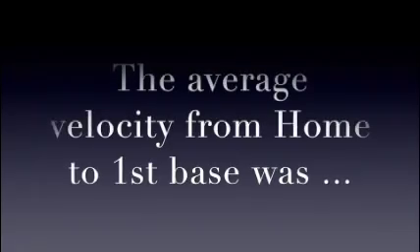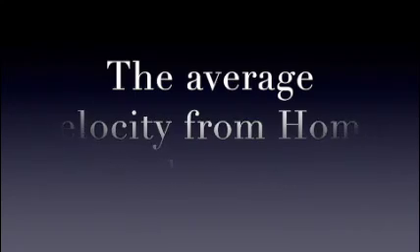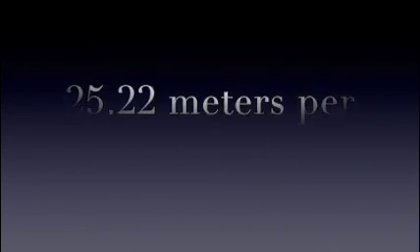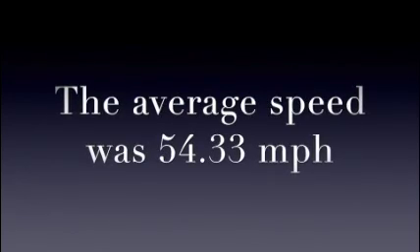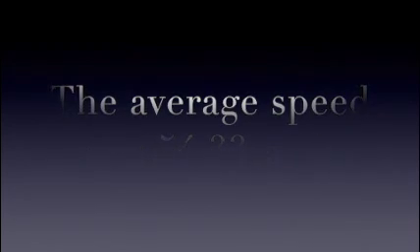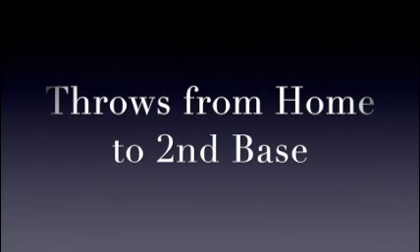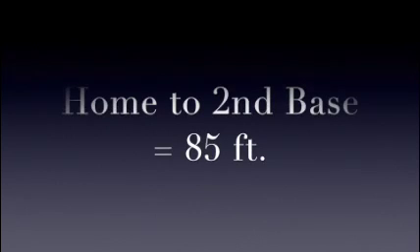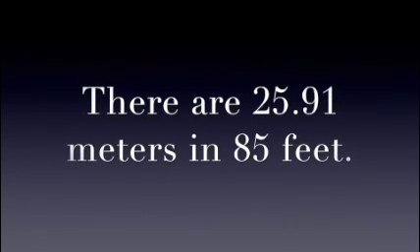For our first trial, the average velocity from home to first base was 25.22 meters per second, while the average speed was 54.33 miles per hour. Moving right along, we then did 3 trials from home to second base. From home to second base, there is a distance of 85 feet. We calculated that in 85 feet, there are 25.91 meters.